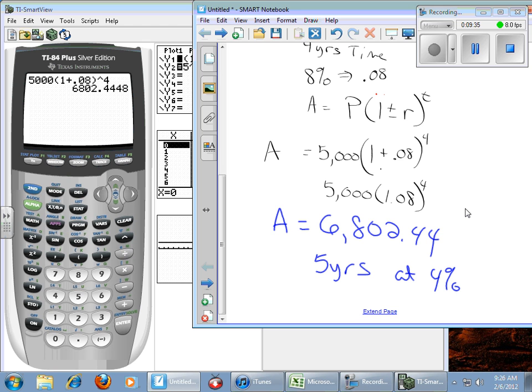All right. Well, again, I'm just going to do the same problem. Let me see here. I'm going to set up A, and that's going to be equal to $6,802.44 times the quantity of 1 plus 0.04, and this time it's to the power of 5.